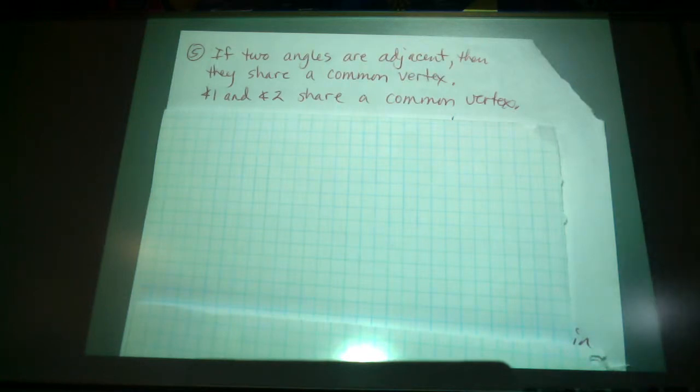So number 5, if two angles are adjacent, then they share a common vertex. Full, conditional, or partial? Full conditional. Angle 1 and angle 2 share a common vertex. Full, conditional, or partial? That is a partial. So what are they trying to use? Law of detachment, right? Is this the proper use of the law of detachment?